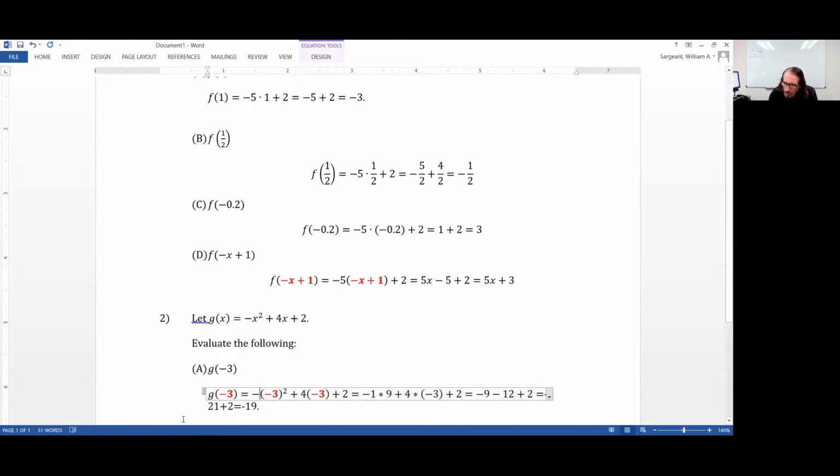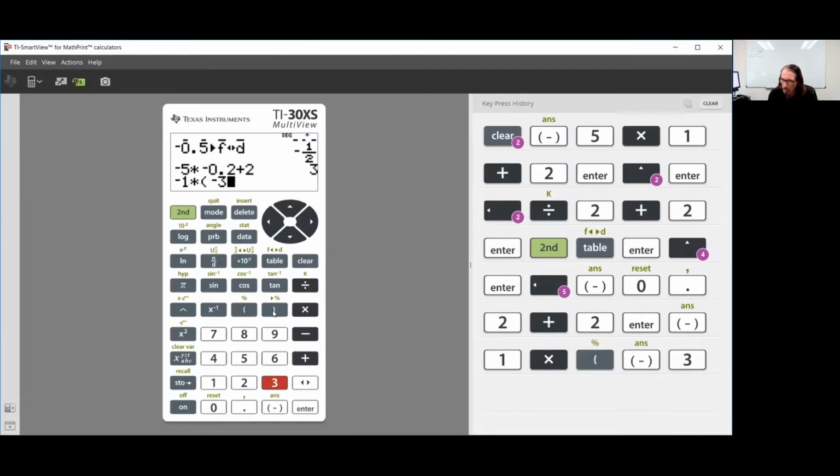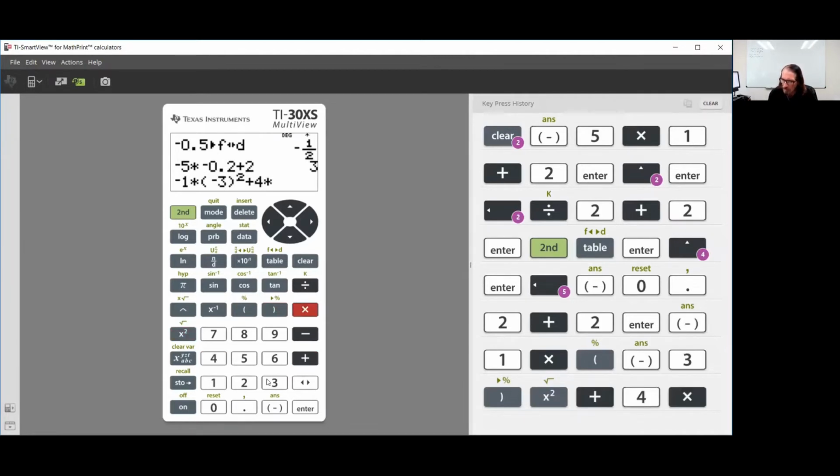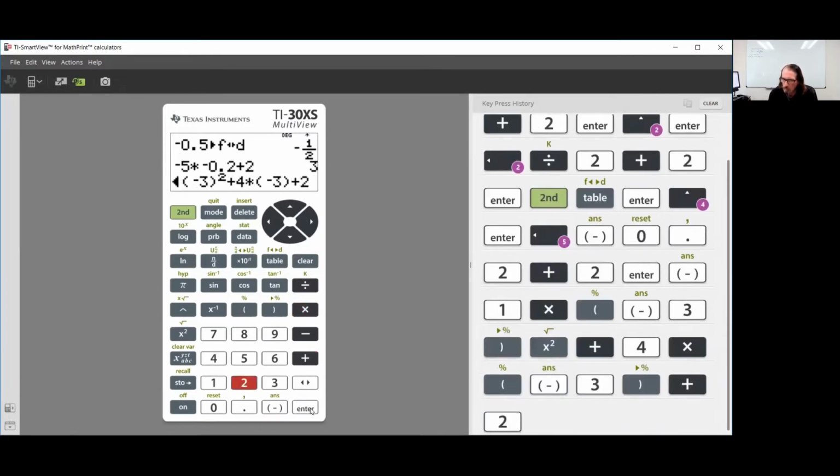The sign did not show up. Negative 21 plus 2 is negative 19. Checking that on the calculator, we have negative 1 times negative 3 squared. Squared is right there. Plus 4 times negative 3 and plus 2. There's our negative 19 as expected.